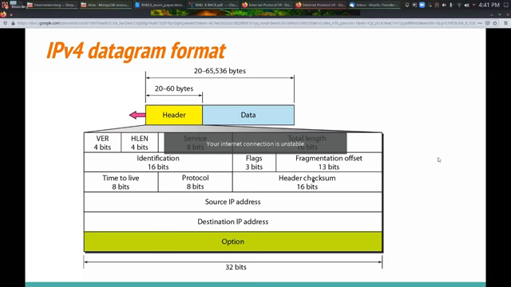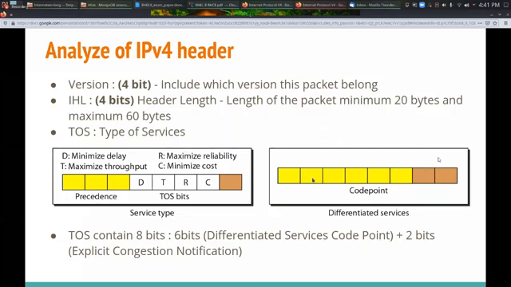So we'll start with the first part, which is going to define the versions. Since we will be using Wireshark also, you can understand it easily.